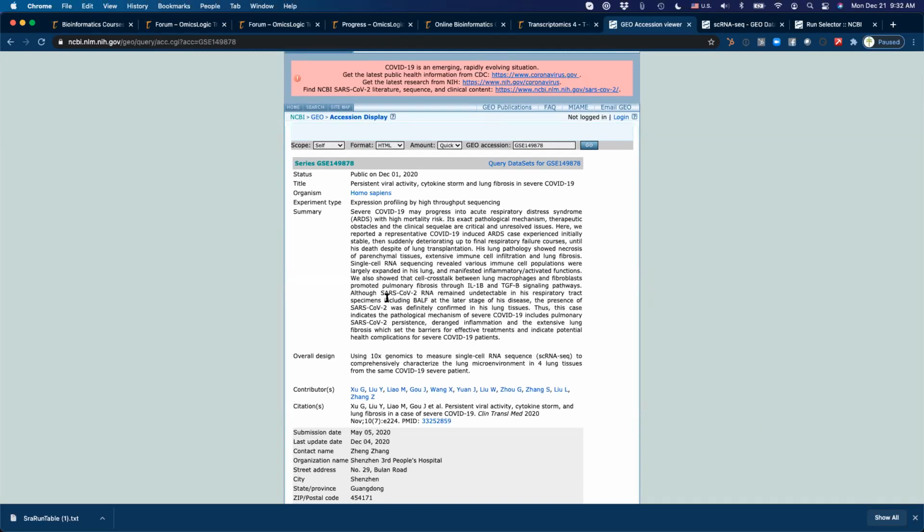Although SARS-CoV-2 RNA remained undetectable in his respiratory tract specimens, including BALF at the later stage of his disease, the presence of SARS-CoV-2 was definitely confirmed in his lung tissue. Thus, this case indicates the pathological mechanism of severe COVID-19 that includes pulmonary SARS-CoV-2 persistence, deranged inflammation, and the extensive lung fibrosis, which set the barriers for effective treatments and indicate potential health complications for severe COVID-19 patients.